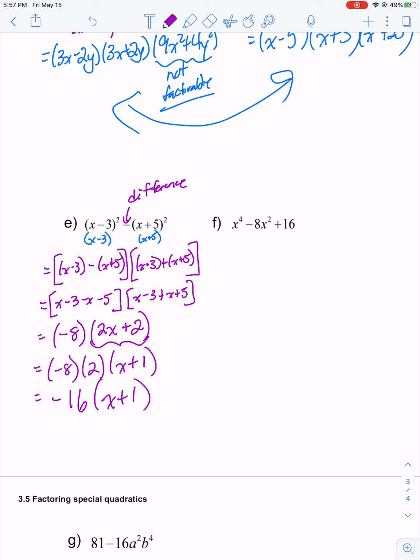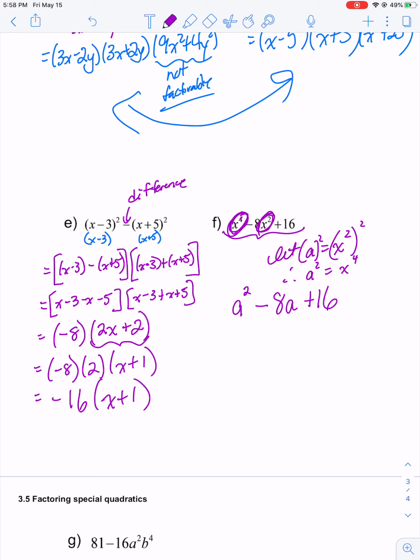Okay, this next one. Well, notice, what if we did this? This looks like a trinomial, right? Except this is an x to the 4 and this is an x squared. Now, just let me do this. Let's let a equal x squared. So therefore, if I was to square a, that means if I square this side, I have to square this side. So that would be x to the 4. So this x to the 4 is really a squared. And then this x squared is really minus 8a plus 16.